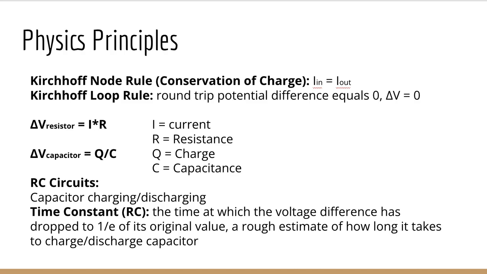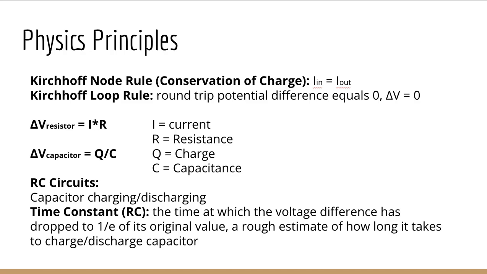Some physics principles used in this lab were the Kirchhoff node rule, which is the conservation of charge, stating that the current in is going to be the current out, and then the Kirchhoff loop rule, which is that the round-trip potential difference is going to equal 0, so delta V is going to equal 0. The delta V of the resistor is I times R, where I is current and R is resistance, and then delta V of the capacitor is Q over C, where Q is charge and C is capacitance.